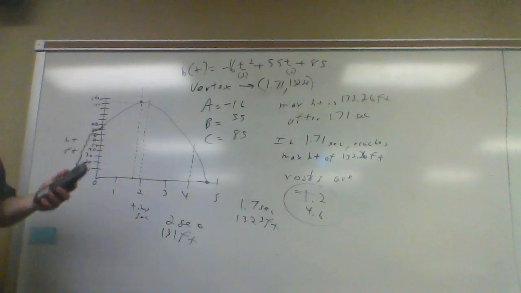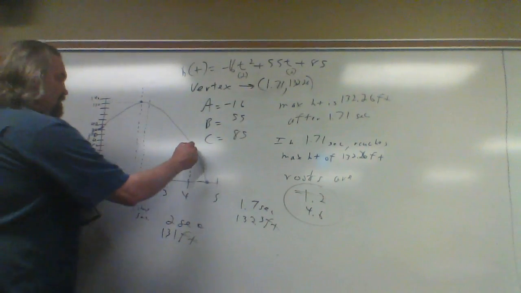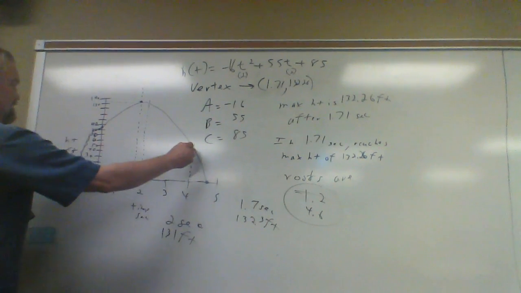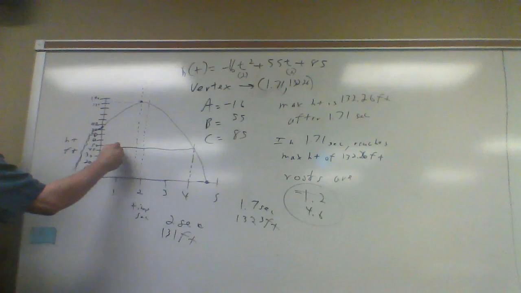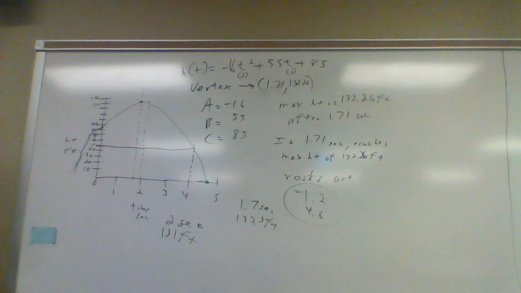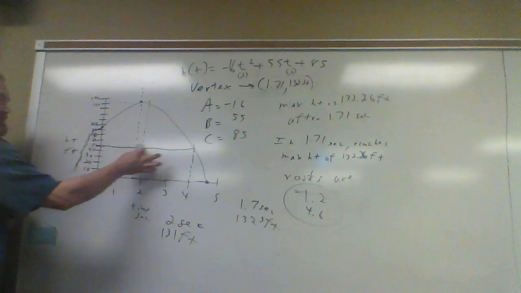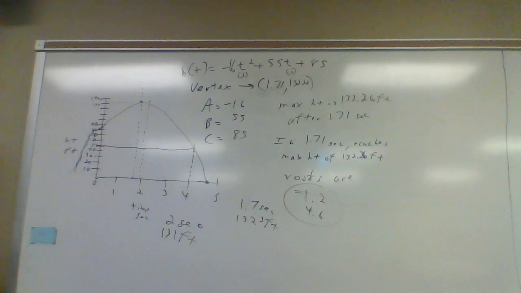Where is it at 4 seconds? 49. And look at this. Doesn't that perfectly look like 49 feet right there? Okay, so I flubbed it. But that makes sense. If you use a drawing, you can see how it maps out that the numbers make sense. Now, here's the bonus question.